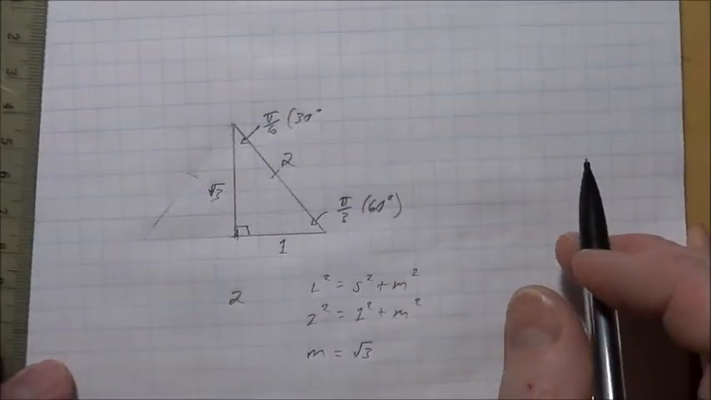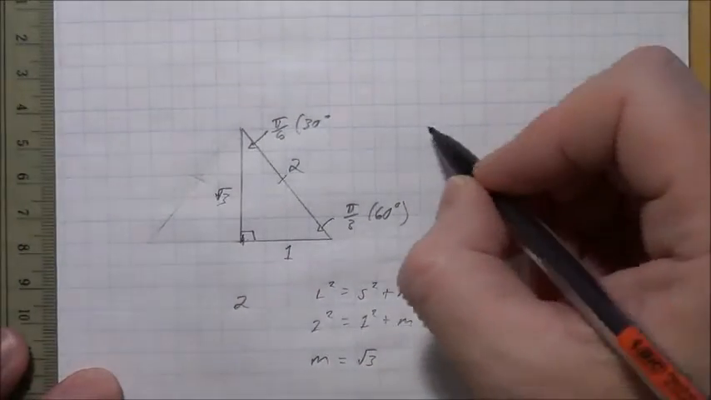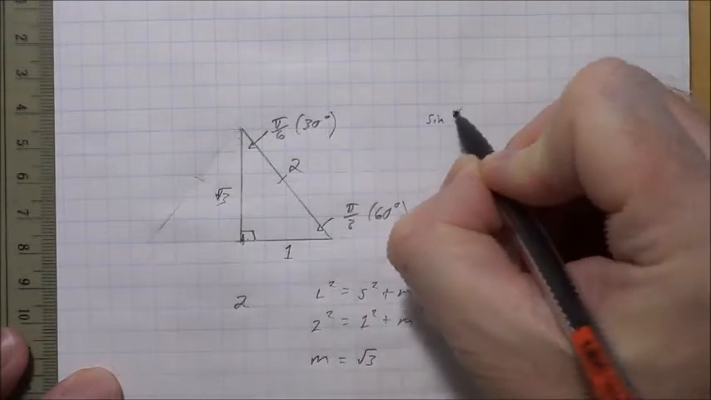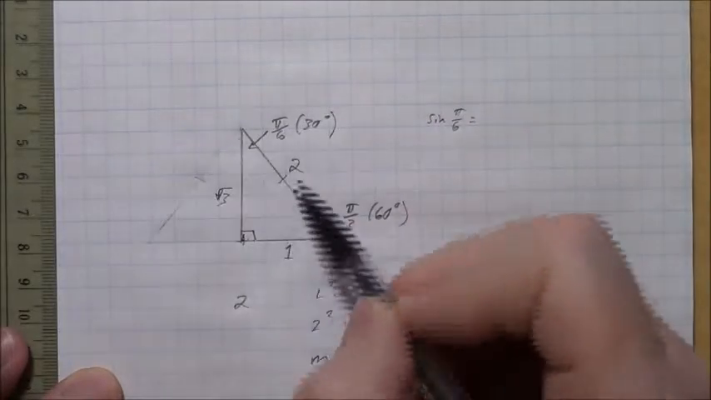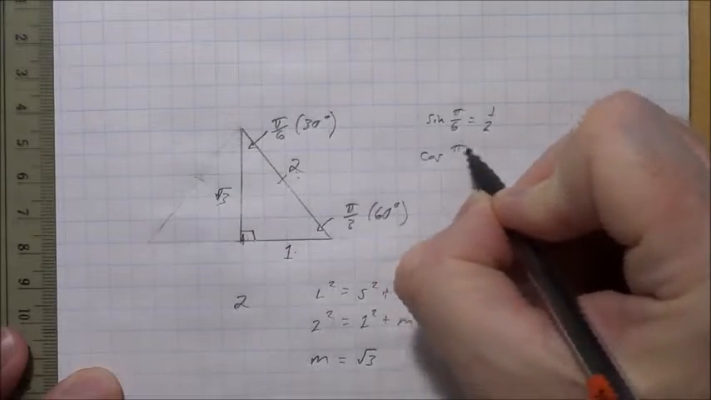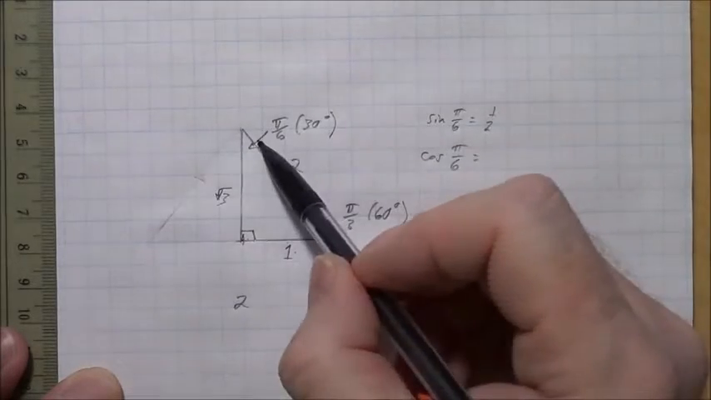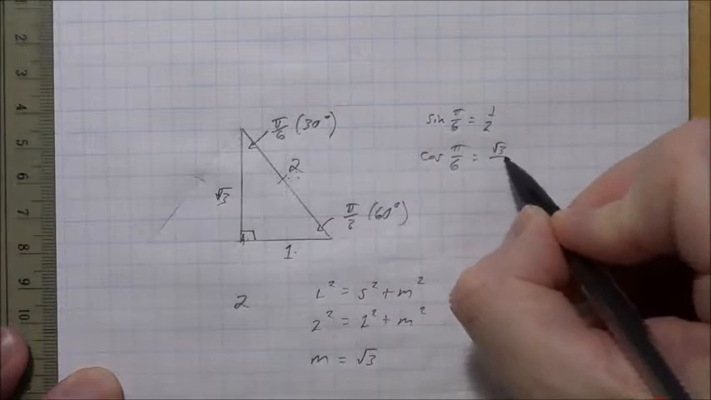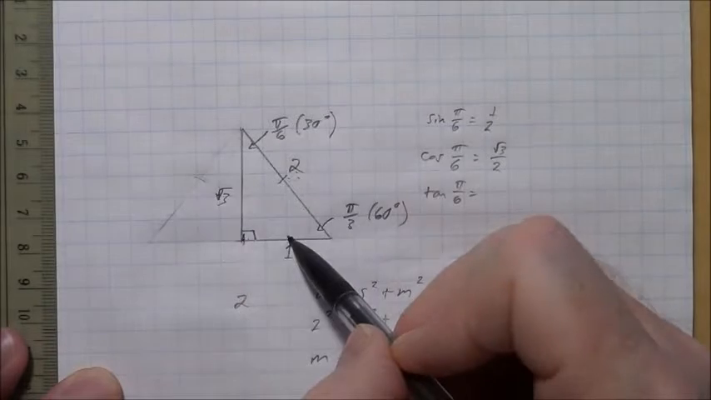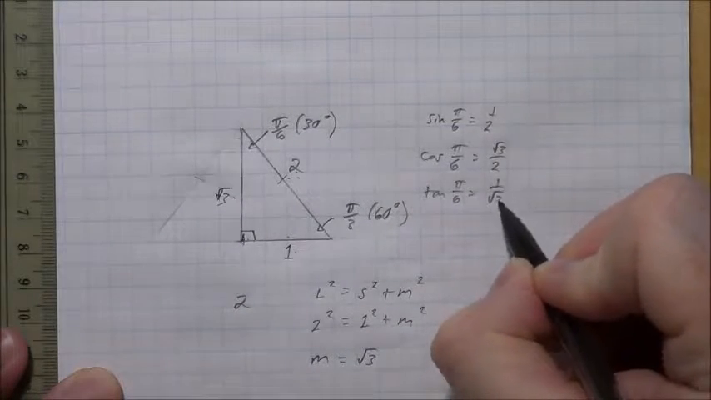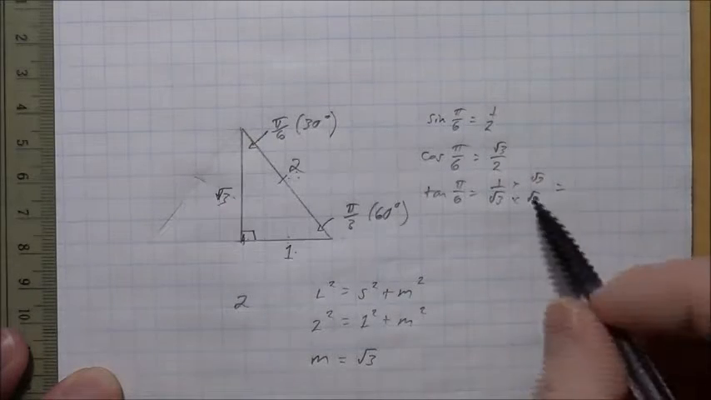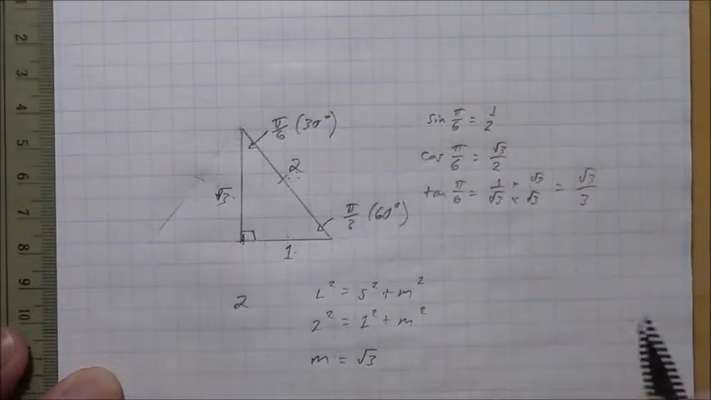And then when we find the sine, cosine, and tangent of these angles, we start off with pi by 6. The sine of pi by 6 is going to be opposite over hypotenuse, which is 1 over 2. The cosine of pi by 6 is going to be adjacent over hypotenuse, which is root 3 over 2. And the tangent of pi by 6 is opposite over adjacent, which is 1 over root 3. And then we rationalize it, and then that just gives us root 3 over 3.